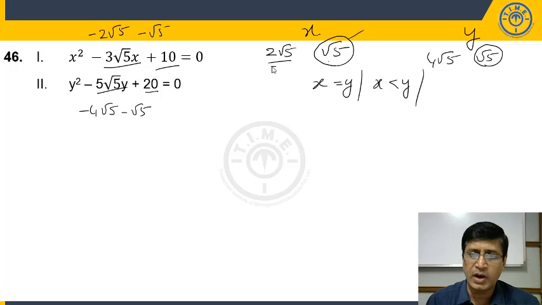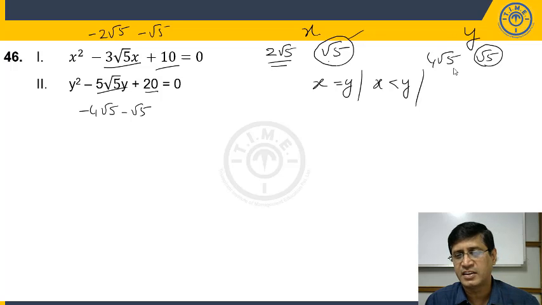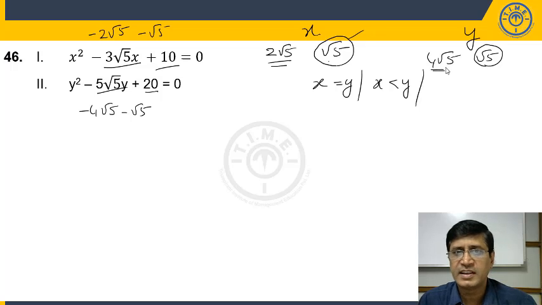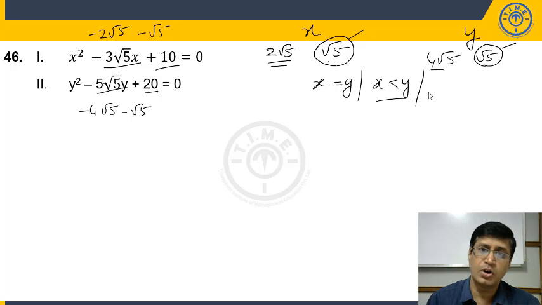And 2 root 5, when compared with the root of the other quadratic equation, 4 root 5, 2 root 5 is less than 4 root 5. It is satisfying the condition. Whereas when 2 root 5 is compared with root 5, it is more than root 5.